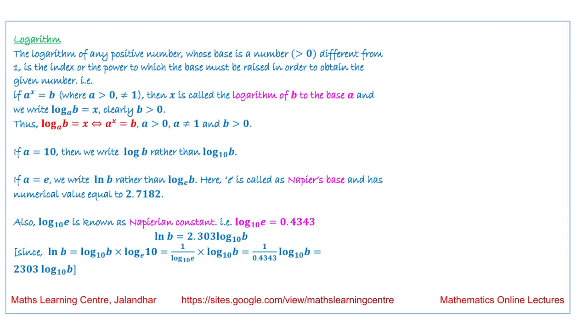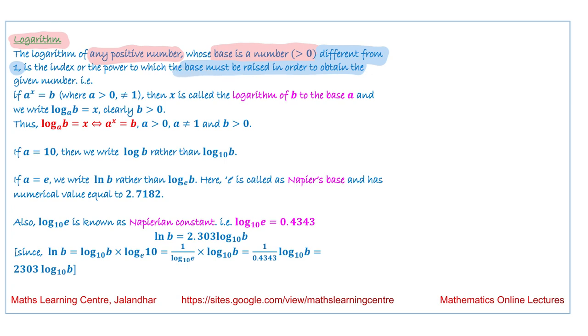The first definition we have over here is the logarithm. We are saying the logarithm of any positive number, this thing is important over here, logarithm of any positive number whose base is a number greater than 0. So the condition on the base we have is that it is always greater than 0, different from 1. This is another condition on the base. It is the index or the power to which the base must be raised in order to obtain the given number.